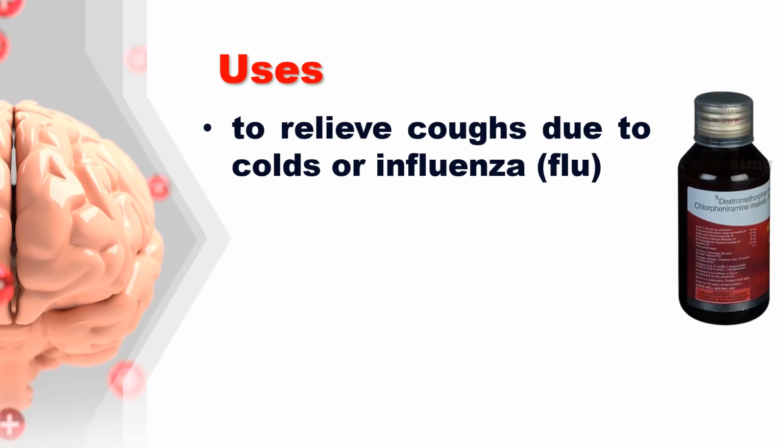Uses of dextromethorphan. It is used to relieve cough due to cold or influenza, but it should not be used for the chronic cough which occurs with smoking, asthma, or where there is an unusually large amount of phlegm or mucus with the cough.